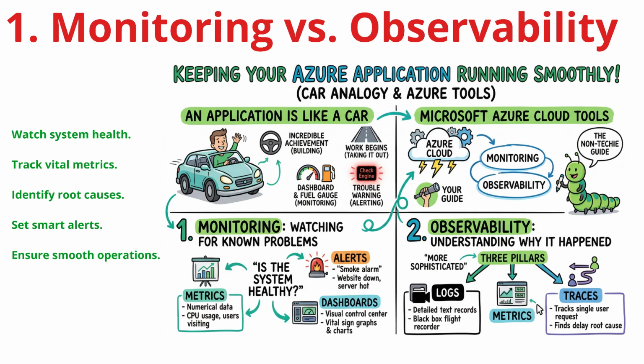But what if the car stops and the dashboard doesn't say why? That's where observability comes in. It's more sophisticated, helping us understand the why behind the what. It relies on three pillars: logs, which are like a flight recorder of every event, metrics for the data trends, and traces, which follow a single user's journey through your entire system to find exactly where the delay is happening. Together, they ensure your digital journey stays smooth and your users stay happy.